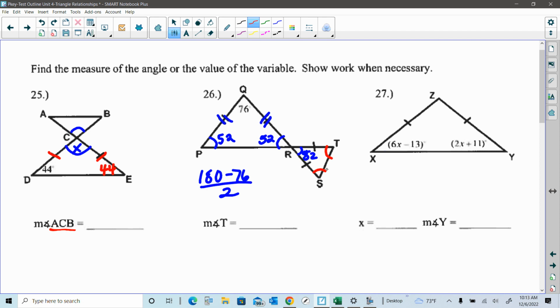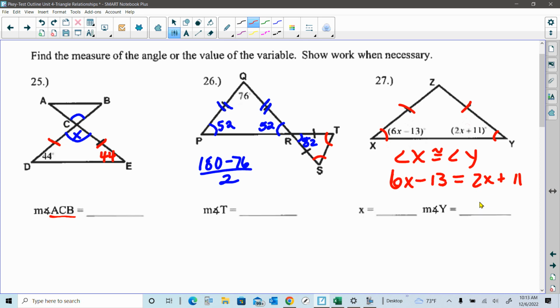The other thing you're going to need to be able to do is algebra with isosceles triangles. So I know it's isosceles because it's 2 tick marks, which means angle X is congruent to angle Y. Those are the base angles. So you should set this up with 6x minus 13 equals 2x plus 11. Solve for x, then plug it in to get the y. So I'll get you started, but you're going to finish these on your own.